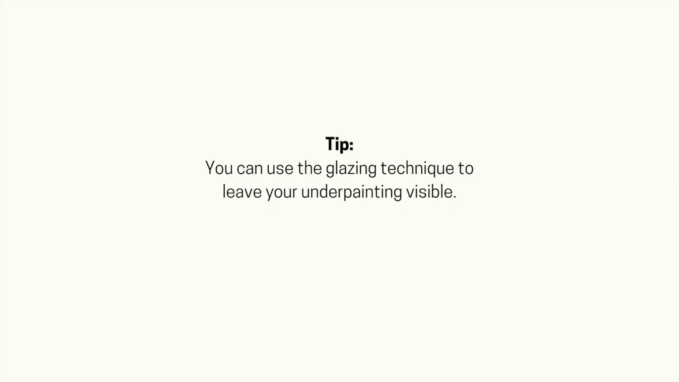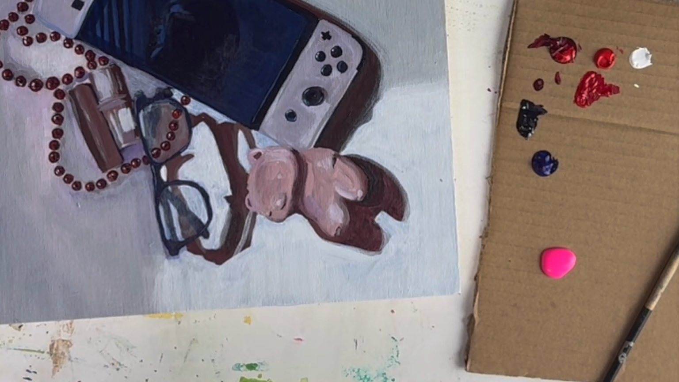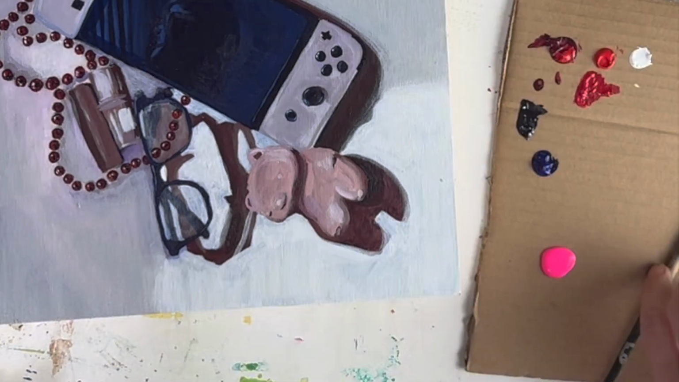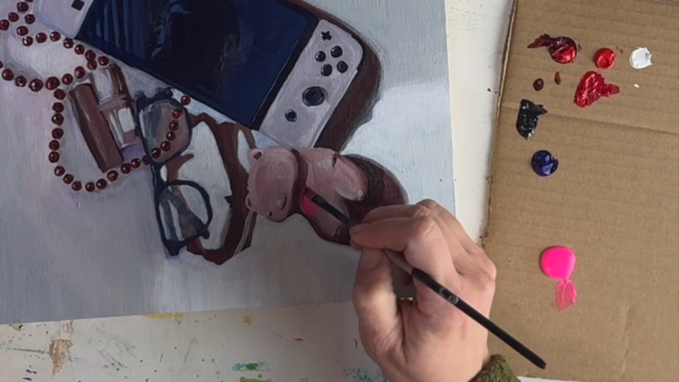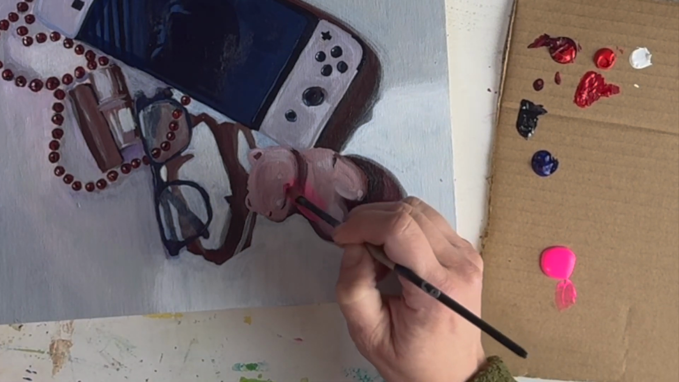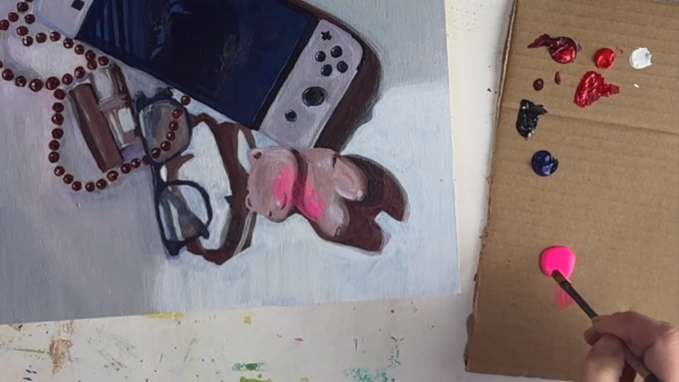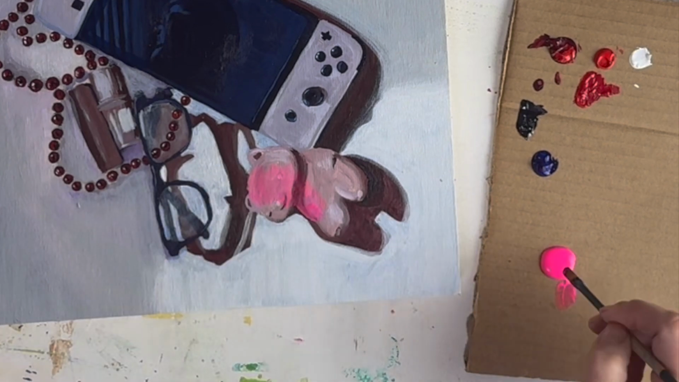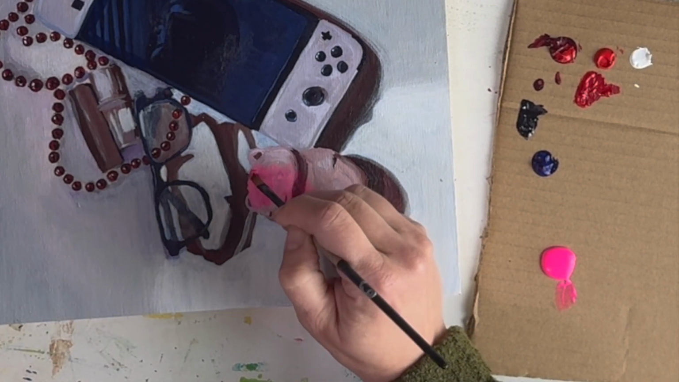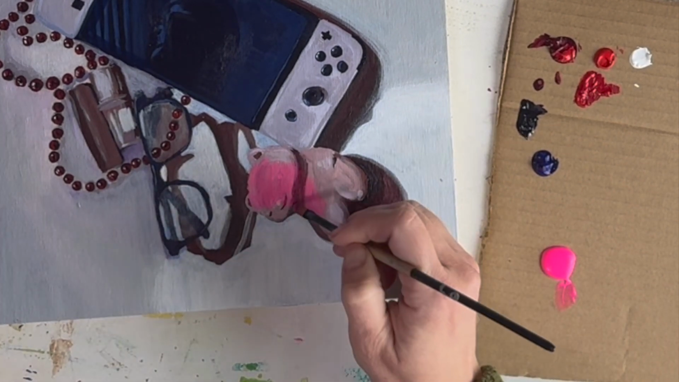You can use the glazing technique to leave your underpainting slightly visible. There were certain objects in my still life that were super fluorescent, and I knew I wouldn't be able to mix that fluorescent color using the paints that I had. Fluorescent colors are just different.